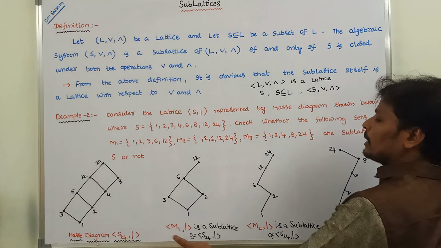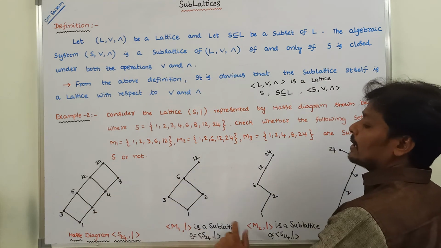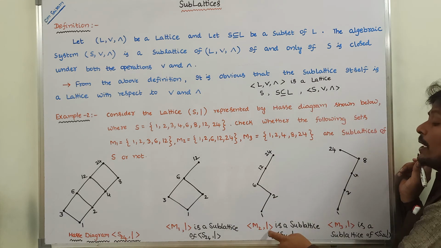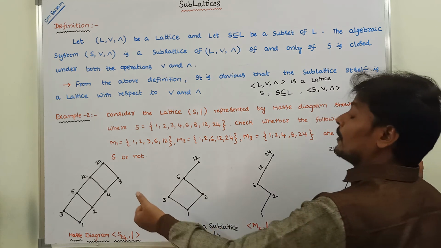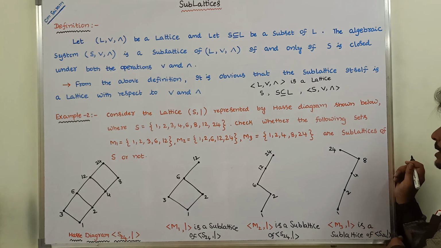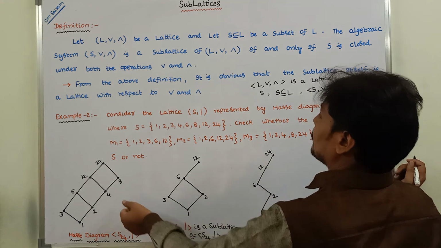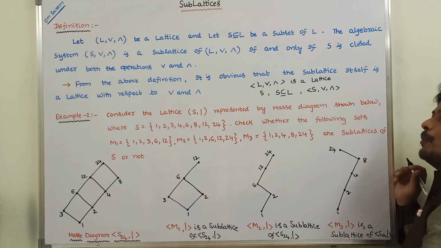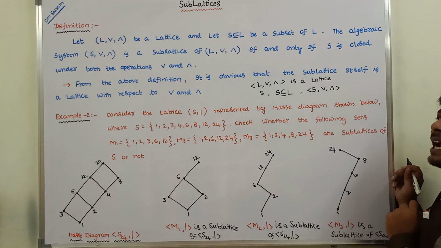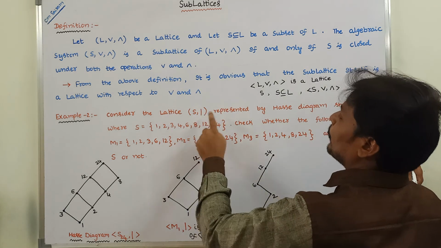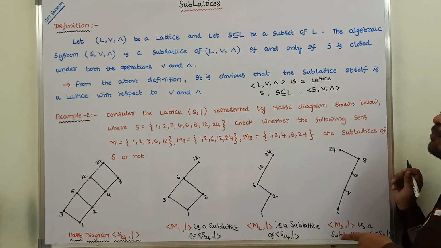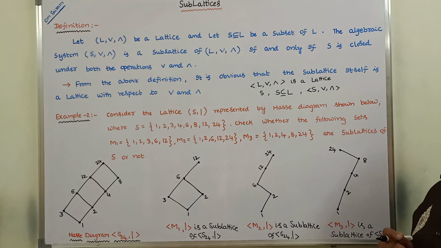So M1 with the division relation is a sublattice of S24 with the division relation. M2 with the division relation is a sublattice of S24 with the division relation. M3 with the division relation is a sublattice of S24 with the division relation. So M1, M2, and M3 are all sublattices of S24 with the division relation. So this is the example problem on sublattices.